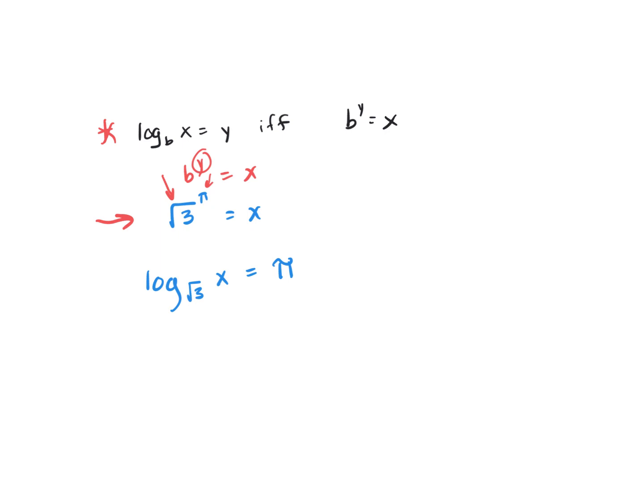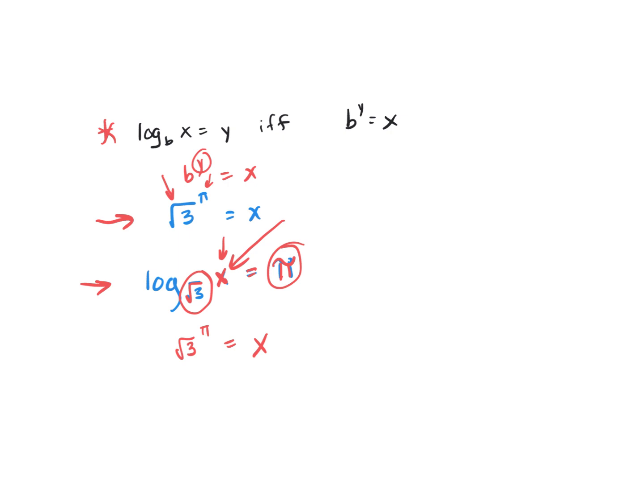So log base b, that'll be square root 3, and of x, what is my x? Well, it's x equals pi. The way I like to look at it is square root of 3 to what's on the other side of the equal sign equals whatever's here. This raised to this equals that.